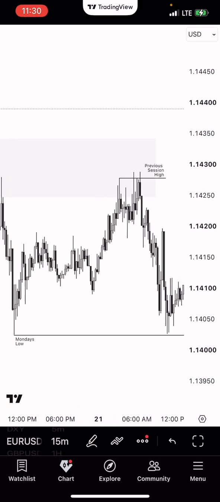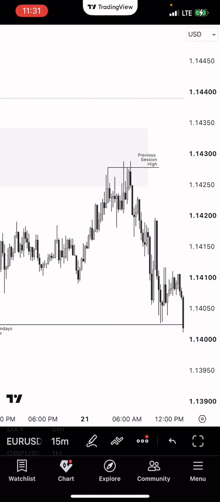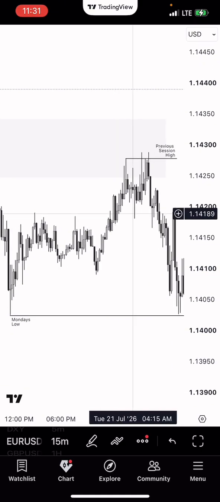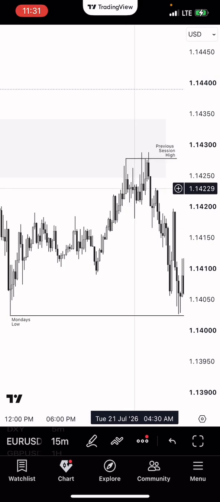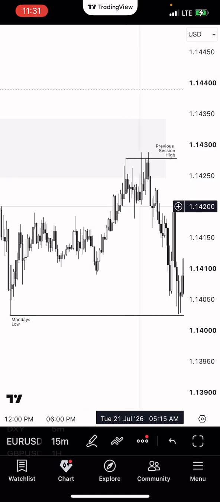On the 15-minute, look at it. It's very clear here. This high here is 3:15 a.m. That is the London high. This is the high that was created during the London session. Then price traded below, showing a fake downward move. So I was very patient to wait for what price would do.